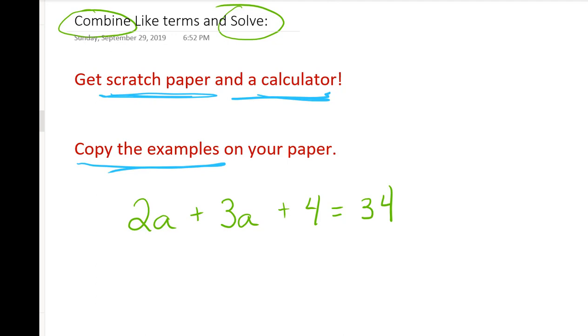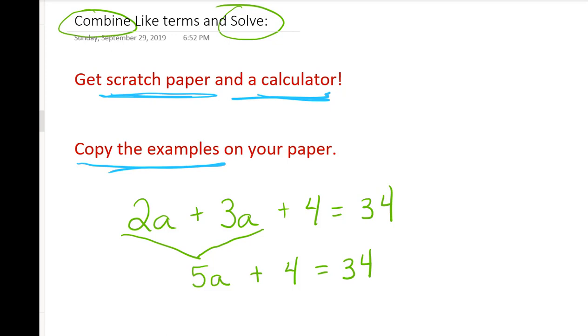So you notice our expression has an a term here and an a here. So there's two terms with a. We are going to combine them, meaning we're going to put them together. If I have 2a plus 3a, that means I'm going to have 5a, like apples. If I have 2 apples plus 3 apples, I have 5 apples. And now that those are combined, we can say 5a plus 4 equals 34.